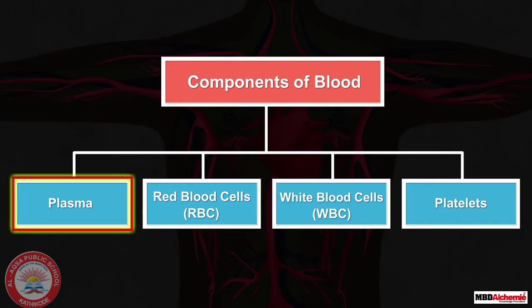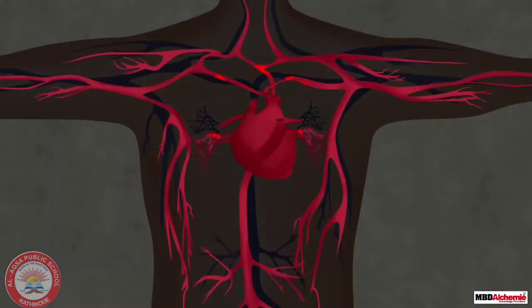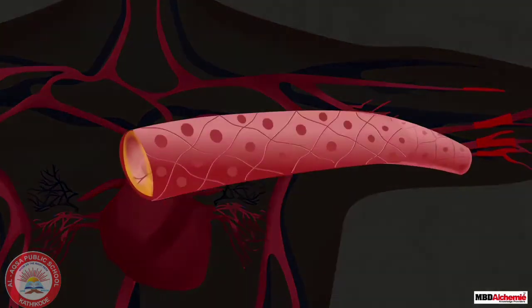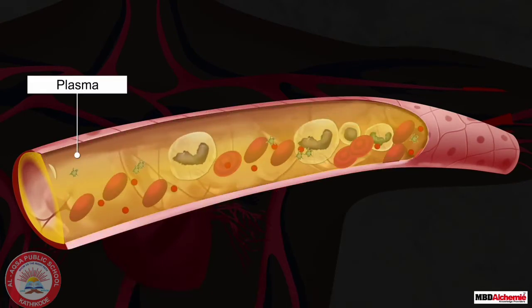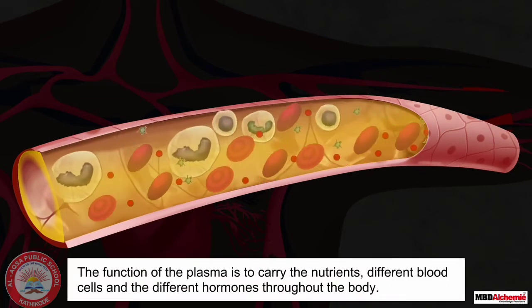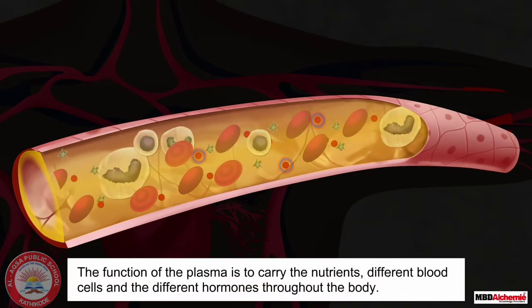Let us learn about the first component, that is plasma. The fluid part of the blood is called the plasma. The function of plasma is to carry the different nutrients, blood cells, and hormones throughout the body.